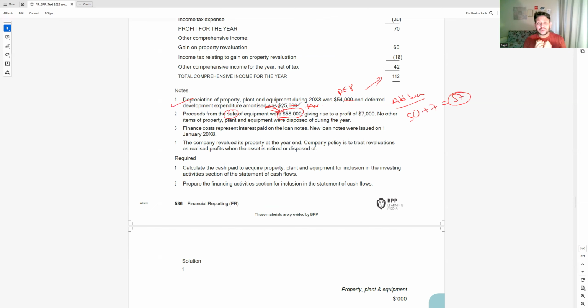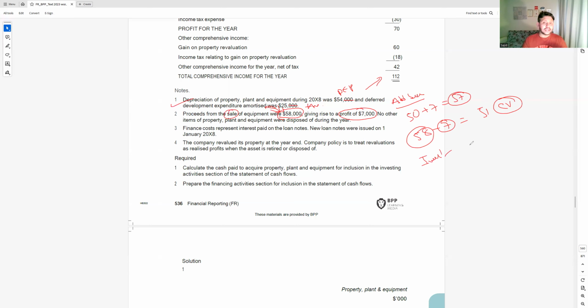To find the carrying value, I need to minus the profit. So 58 is the selling price, and inside the selling price I made a profit of 7,000. That means 58 minus 7 will give my carrying value. So it will be 51. That's my carrying value. So the carrying value of the asset is 51, and the profit is 7, which I'll minus from the operating activities, and 58 will go to the investing activities. So you need to break it down.